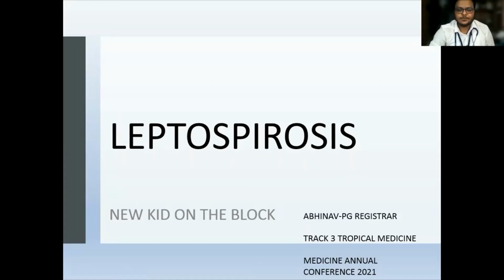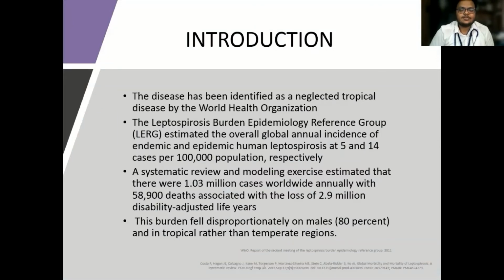Today we'll be talking about leptospirosis. So, leptospirosis has been identified as a neglected tropical disease by the WHO. The overall global annual incidence of endemic and epidemic leptospirosis has been estimated to be 5 and 14 cases per 1 lakh population respectively. A recent systematic review found that leptospirosis accounts for nearly 1 million cases worldwide, with nearly 58,900 annual deaths and loss of nearly 2.9 million disability-adjusted life years.